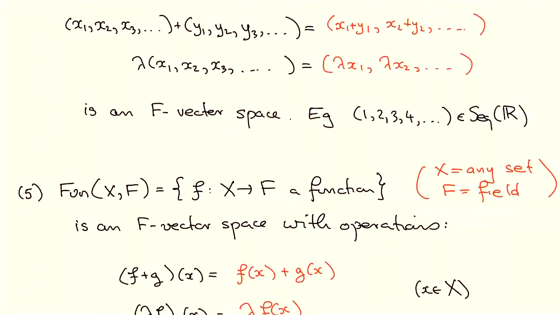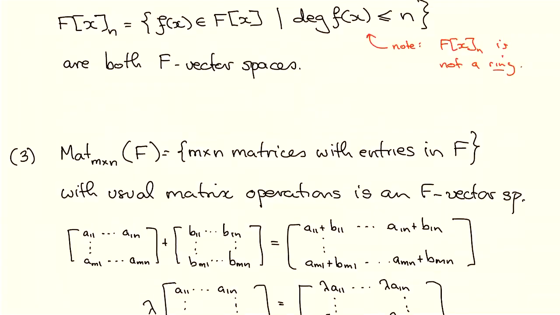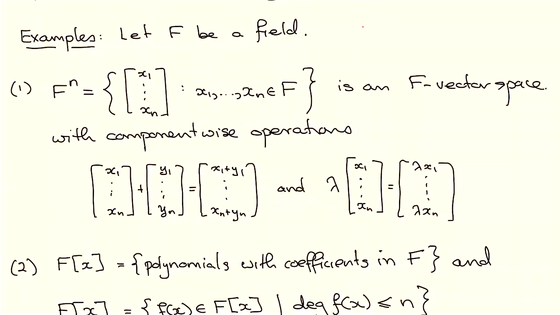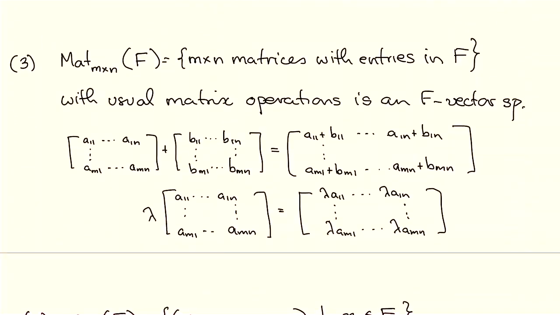So we've been talking about vector spaces. We've looked at lots of examples, sequences. Well, let's go back to where we were. Examples of vector spaces. Fn, that's kind of the most concrete one. F is the field of the vector space, and then Fn is just these column vectors with the natural operations. Polynomials is an F vector space, and polynomials of degree less than or equal to n is also an F vector space. Matrices are very important.